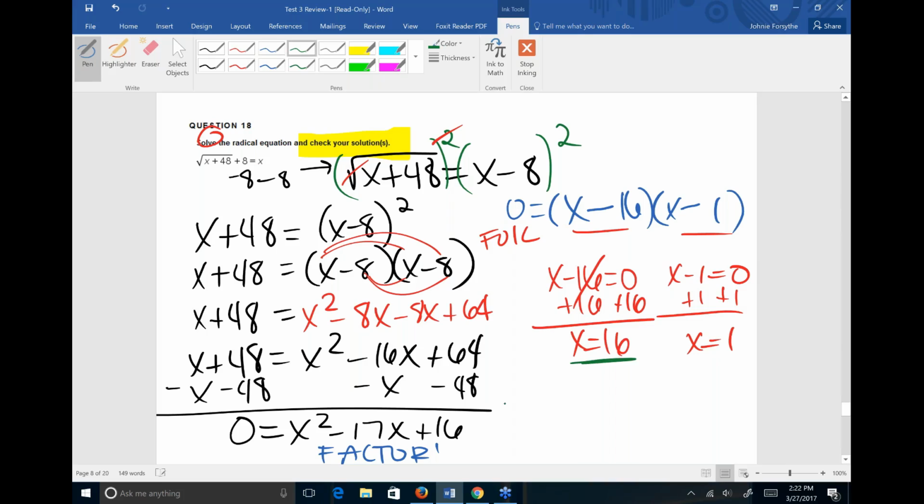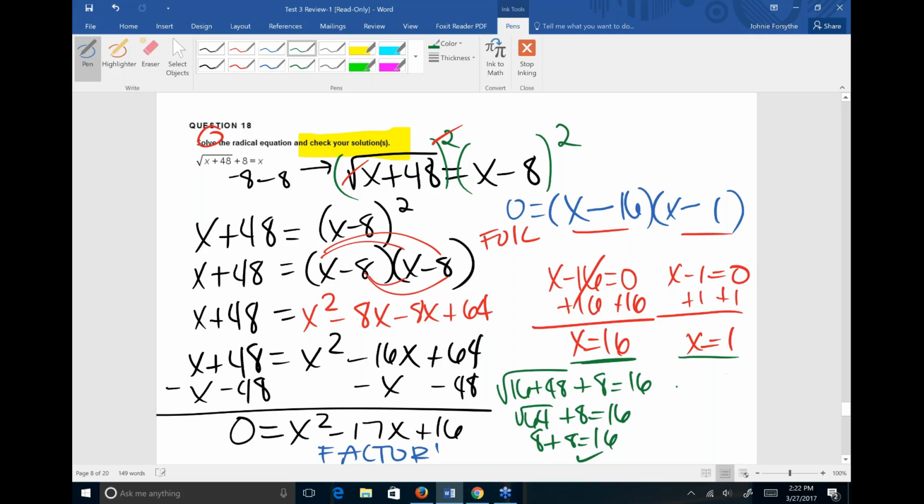So let's try the 16. That's going to be the square root of 16 plus 48, plus 8 equals 16. So 16 plus 48 is 64. So the square root of 64 plus 8 equals 16. The square root of 64 is 8. 8 plus 8 is 16, so I'm good there.